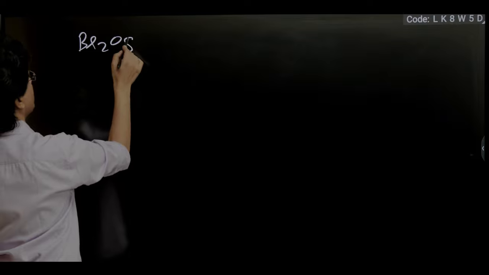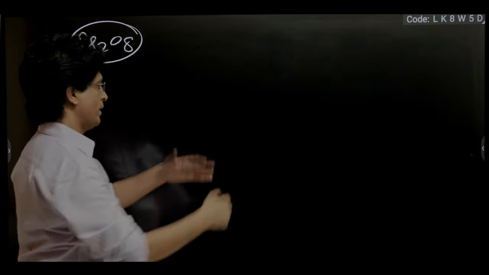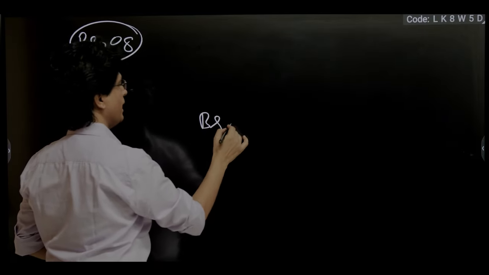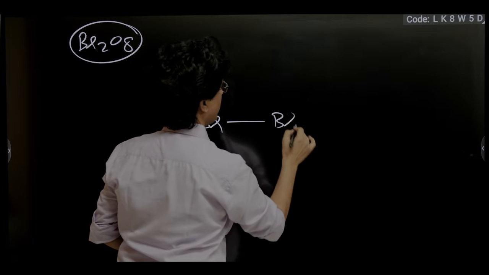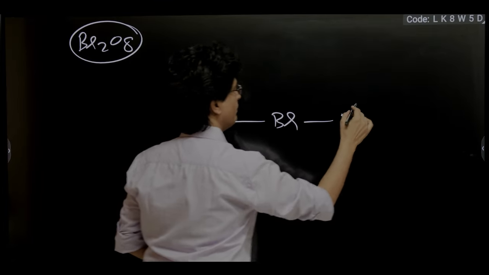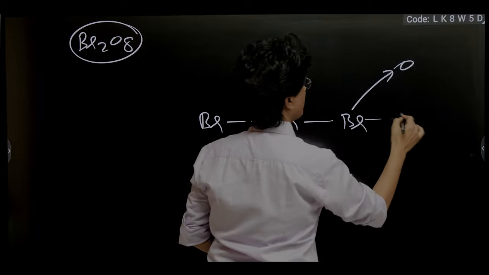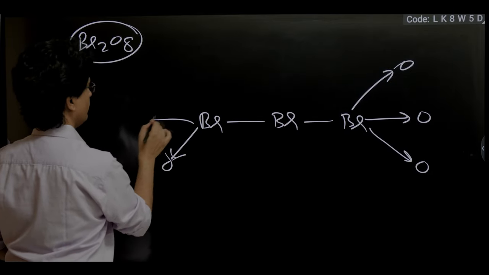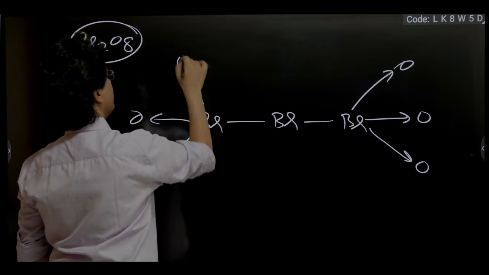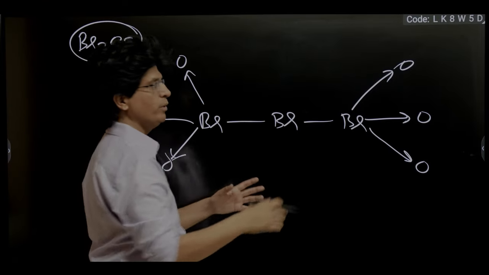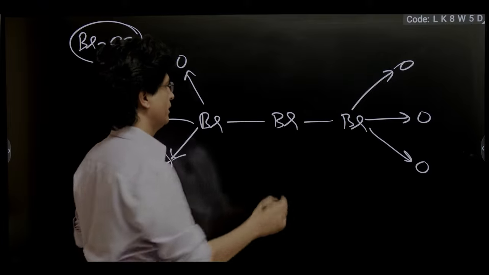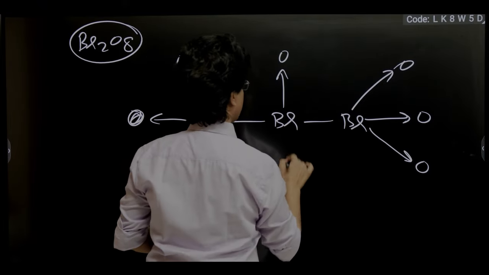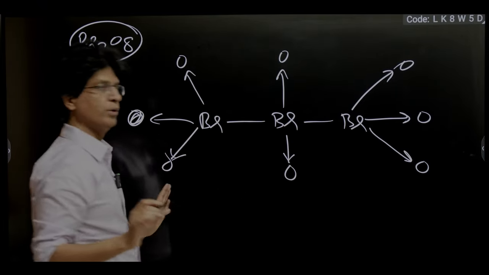So let's have Br3O8. Let's do the structure of this thing. Br, and we will be having oxygen, 8 of them. We'll be having 8 of them, okay? Try to distribute as much as possible equally. And here oxygen and here oxygen, yes or no?